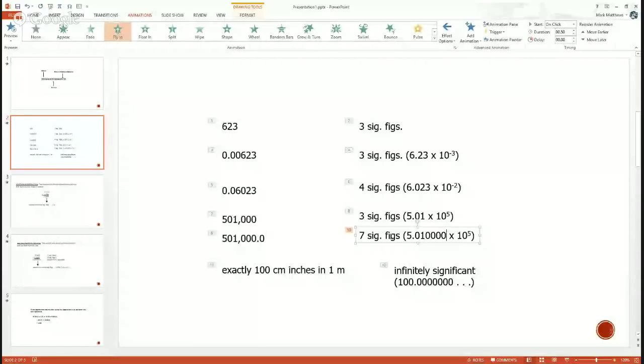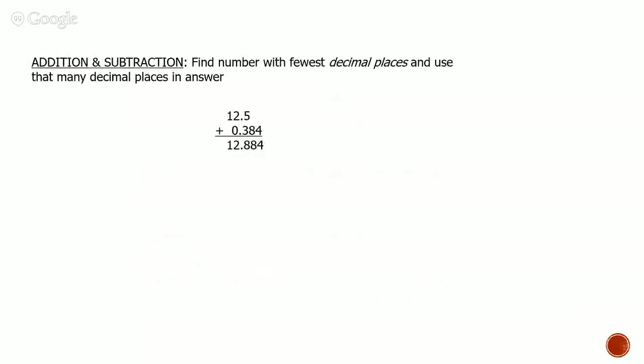Another thing we can talk about just a little bit, now that you know how to identify the number of sig figs, is the math. How you round when you're doing operations depends on whether you're doing addition and subtraction, or multiplication and division.